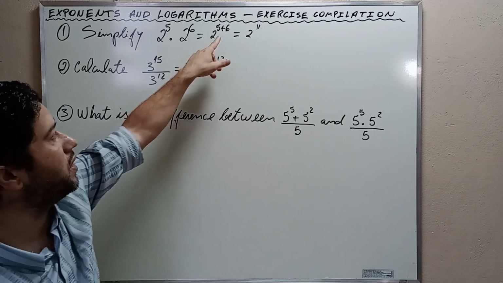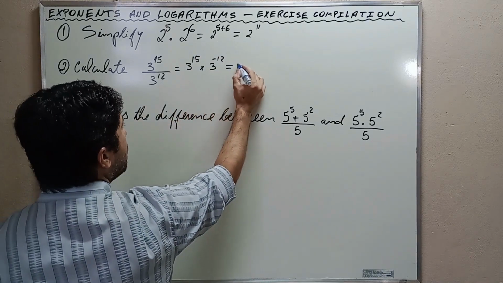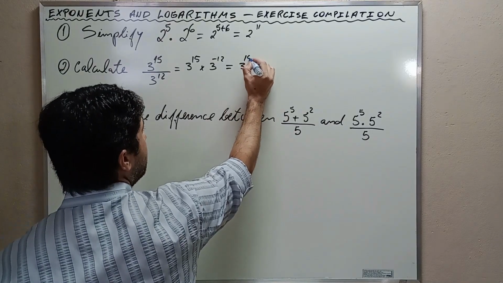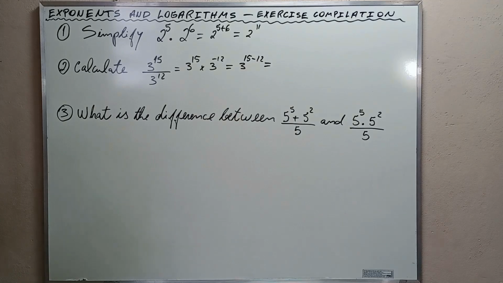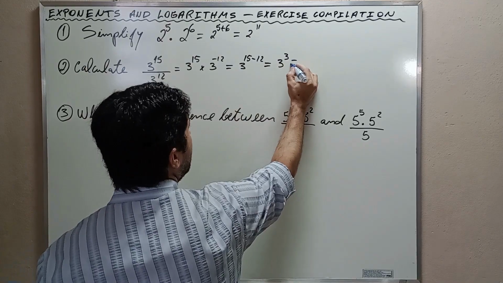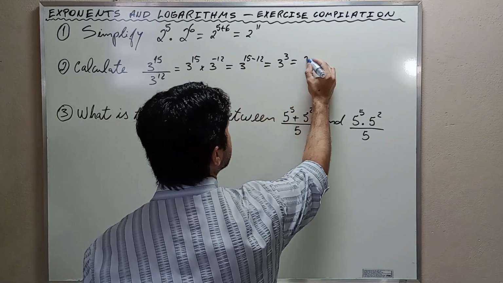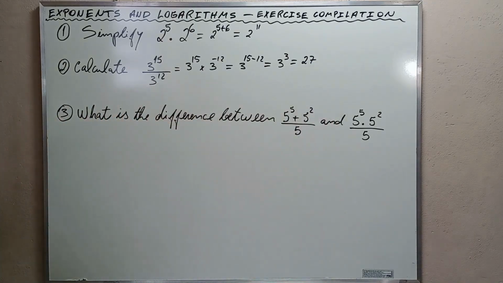And observe that as we did here, it is going to be 3 raised to the power of 15 minus 12. And this is 3 cubed. And 3 cubed is 27. Okay, my friends, this is the solution of exercise 2. Let's go to exercise 3 now.